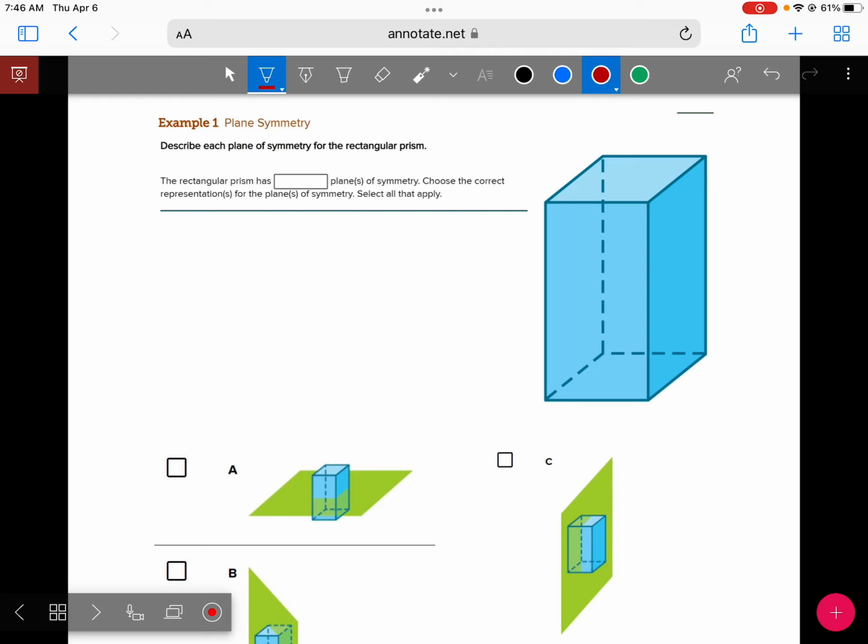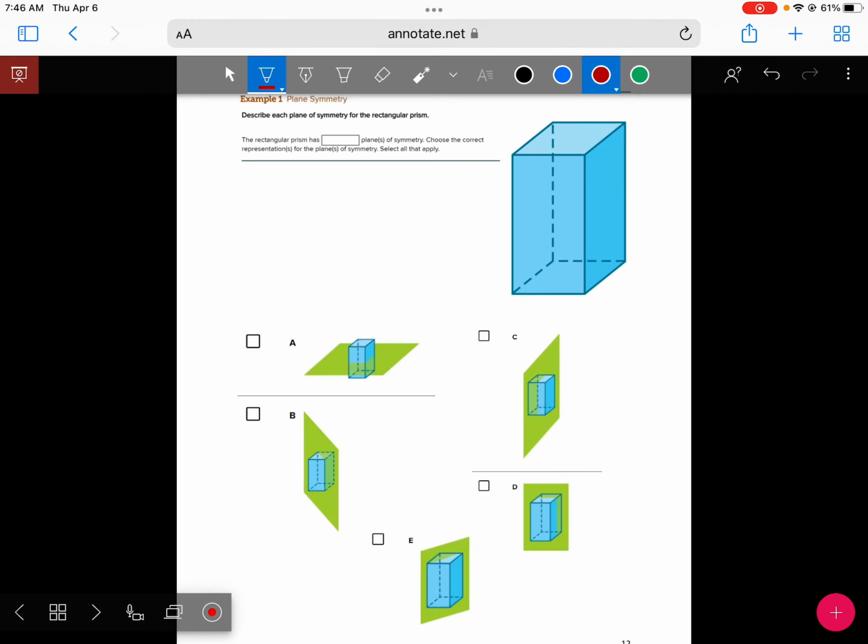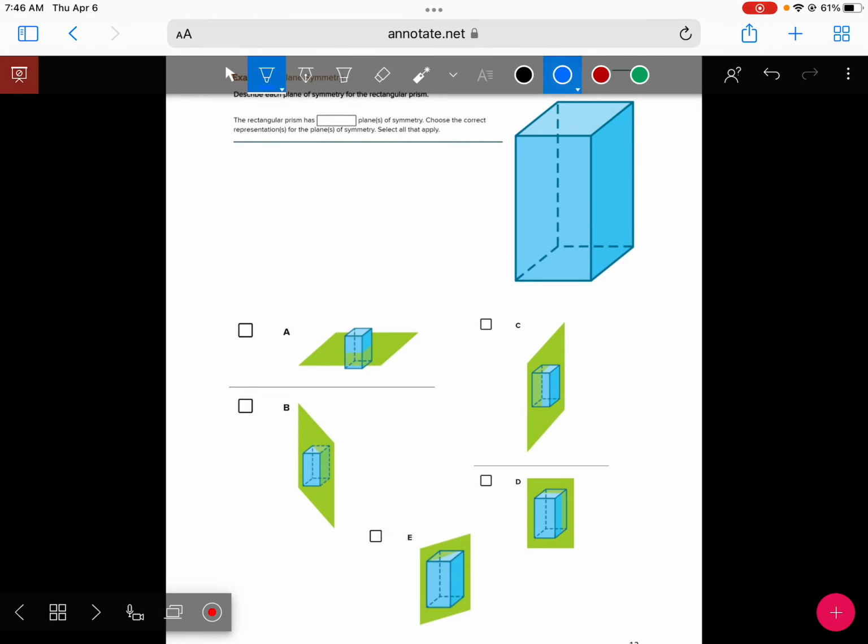The rectangular prism has blank planes of symmetry. Choose the correct representations for the planes of symmetry. Select all that apply. All right, so let's take a look at the bottom because this gives us all of our options. Look at letter A.